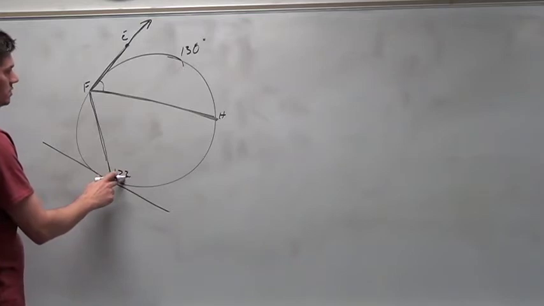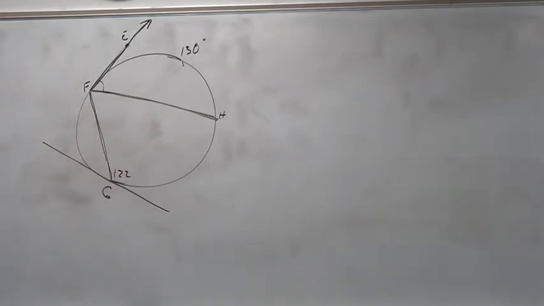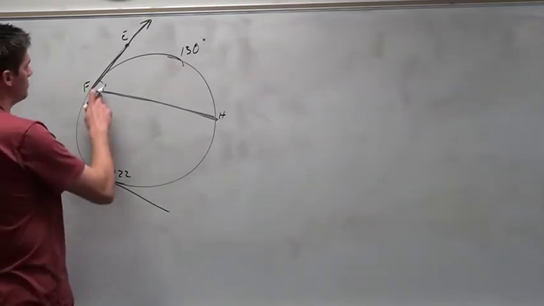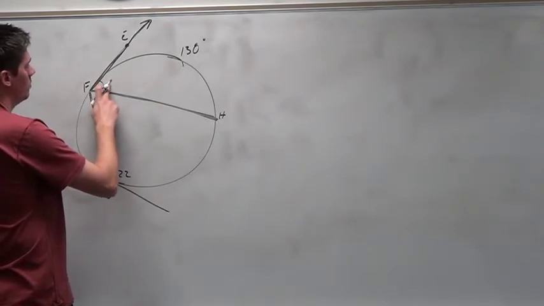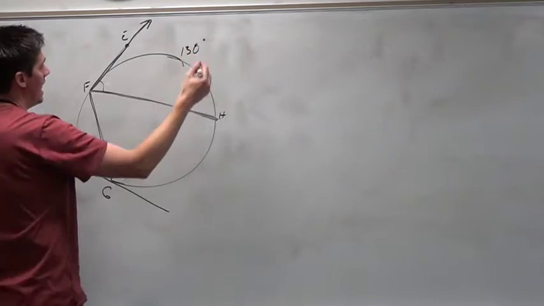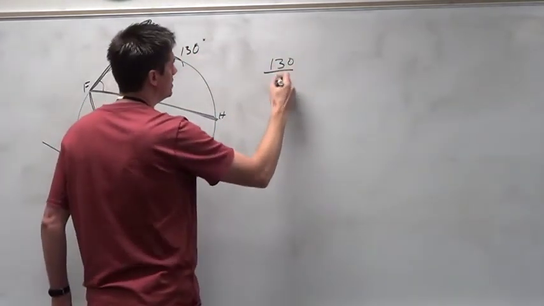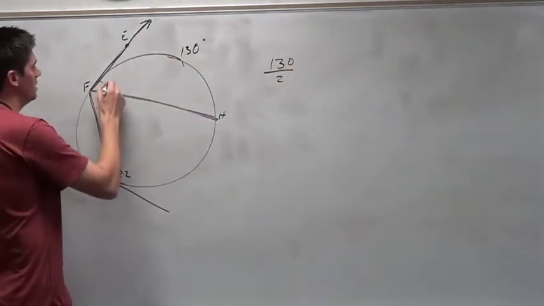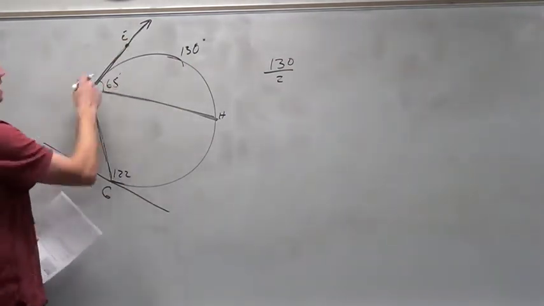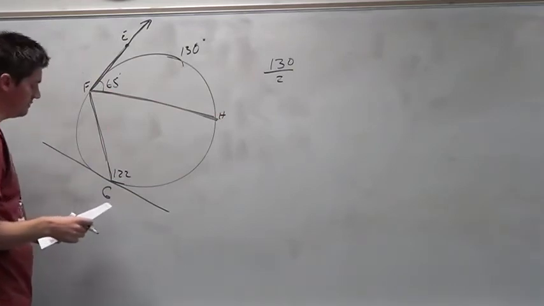The measure of the angle equals half of the intercepted arc. Okay, well let's look at this. What's the intercepted arc? If we want this angle right here, what's half the intercepted arc? Well, if that's 130, half of that, 130 divided by 2, last time I checked that's about 65 degrees. This is very, very simple. So EFH is 65 degrees.